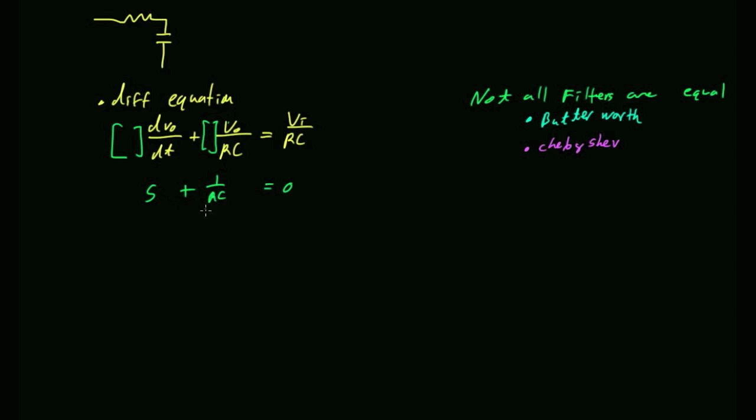Now, the solution to this is S equals minus 1 over RC. So that means that your step response turned out to be 1 minus, okay, so that's your S. Anyway, that was the characteristic equation. I don't want to get too lost in there.